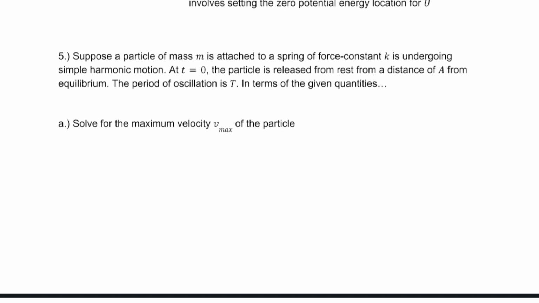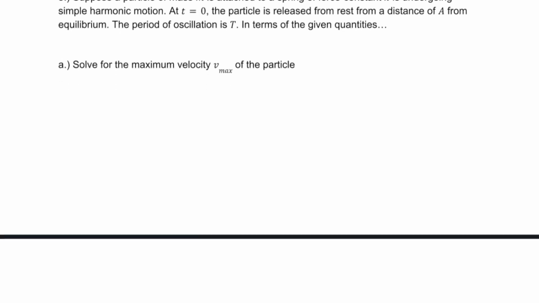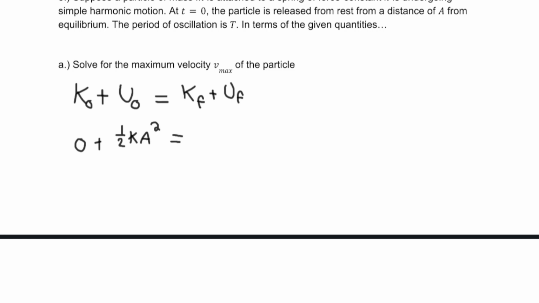Well, for any energy problem, we can always use the fact that for the spring, K plus U at the first point is going to be equal to K plus U at the final point. And the easiest one here is to use the fact that it's released from rest at a distance of A. So that means that at the first point, the total energy of the spring system is 1/2 kA squared. That was one of our expressions for total energy.